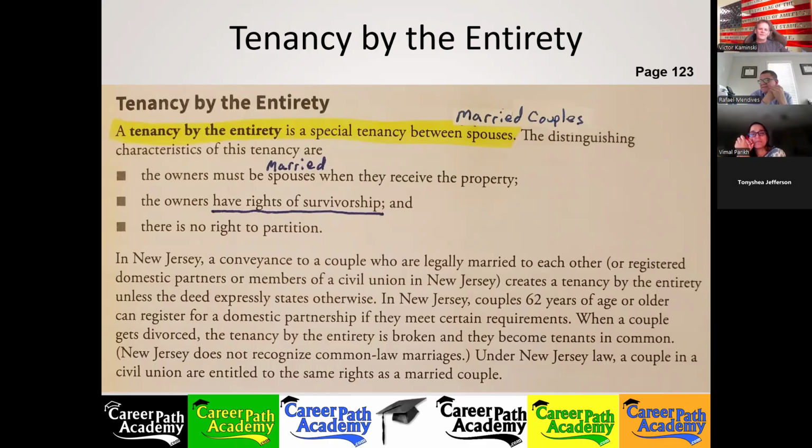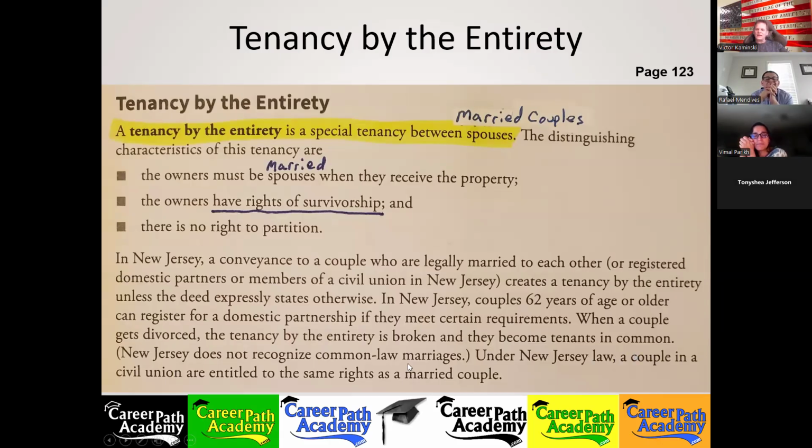Exactly. So in New Jersey, a conveyance to a couple who are legally married to each other, or registered domestic partners, or members of a civil union in New Jersey, creates a tenancy by the entirety unless the deed expressly states otherwise. In New Jersey, couples 62 years of age or older can register for a domestic partnership if they meet certain requirements. And when a couple gets divorced, the tenancy by the entirety is automatically broken. They become tenants in common. So no more right of survivorship.